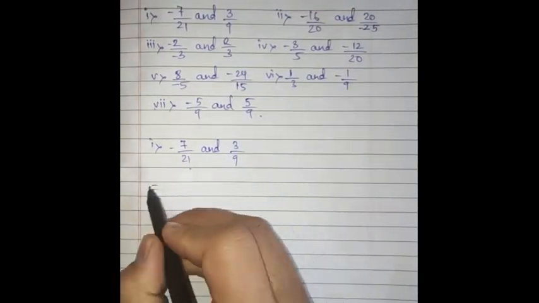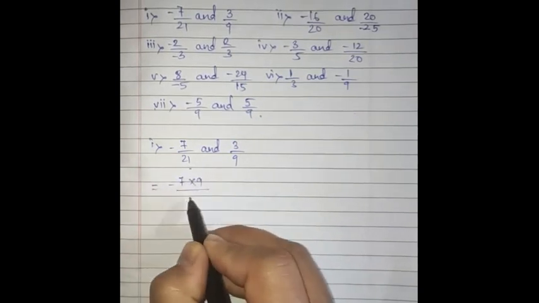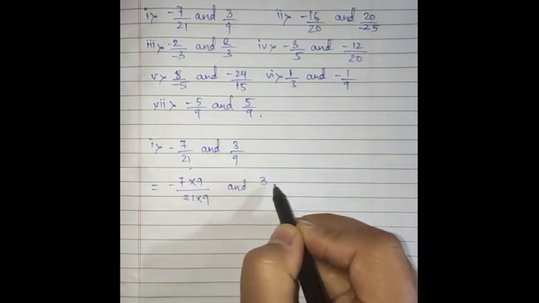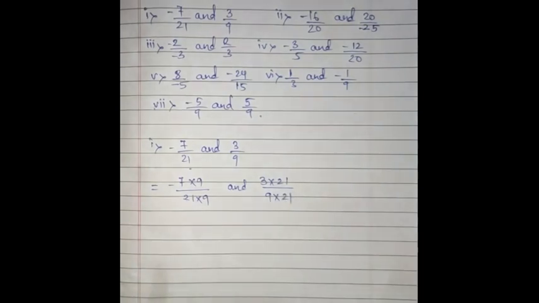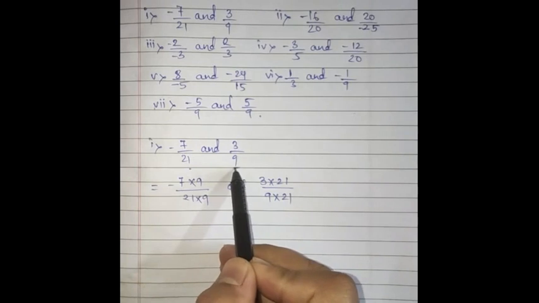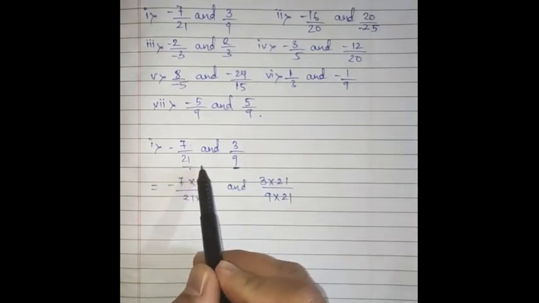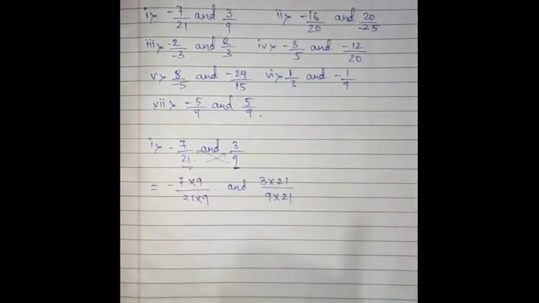So to do this, what we are going to do is minus 7 into 9 by 21 into 9, and 3 into 21 by 9 into 21. Did you understand? What I did is multiply this denominator on both sides, and this denominator on both sides, so that you will be easily able to find which pair actually represents the same rational number.